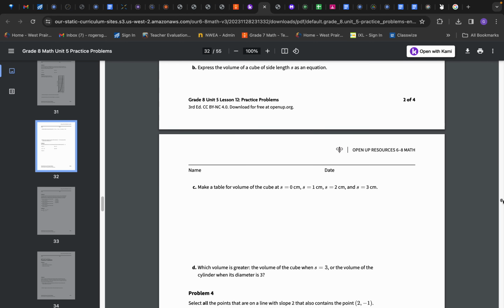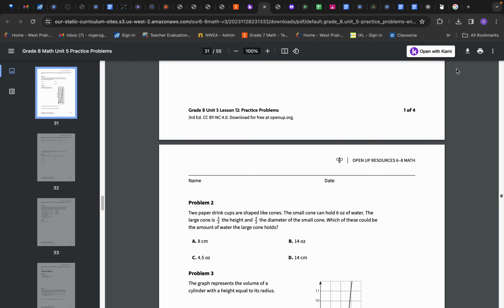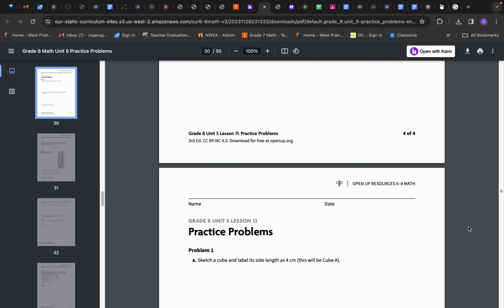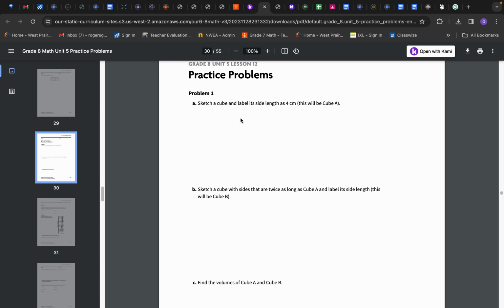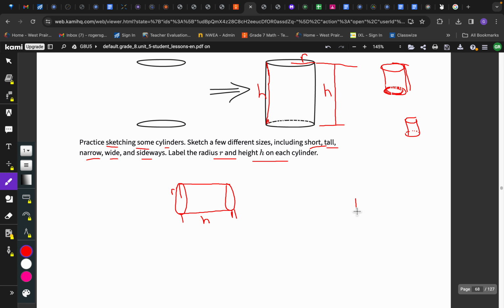And I don't have this pulled up right now. I guess all I have to do is click there if I wanted to. But lesson 12 practice problems. It says sketch a cube and label its side length as 4. And if you go back in the video, I kind of showed you how to draw a cube. But that's just kind of like you draw a square to the best of your ability. And then you can draw a couple little dashes, and they should be all parallel, but it's roughly like that.